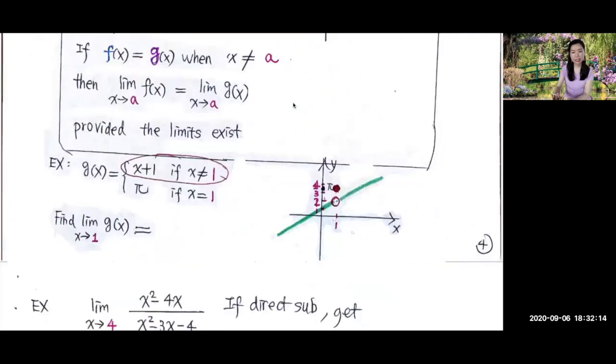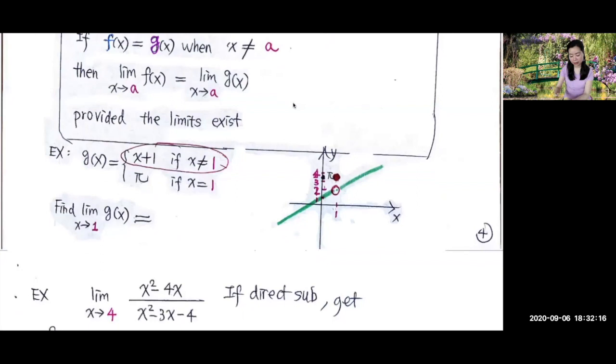Now, let's look at this example. We try to understand this a little bit better. So this function is a piecewise defined function. g of x equals x plus 1 if x does not equal 1. So that will be this straight line y equals x plus 1, but then you're going to take away when x equals 1. So you make it a gap right here.